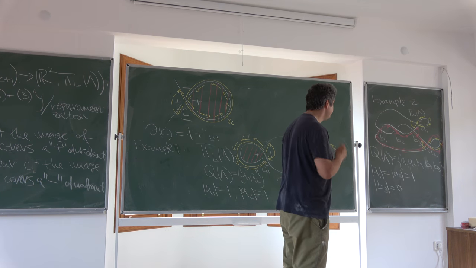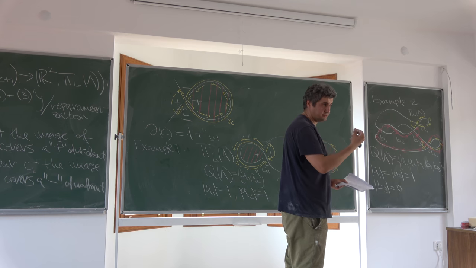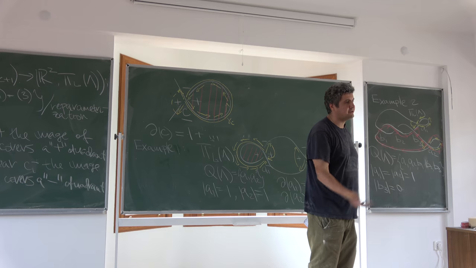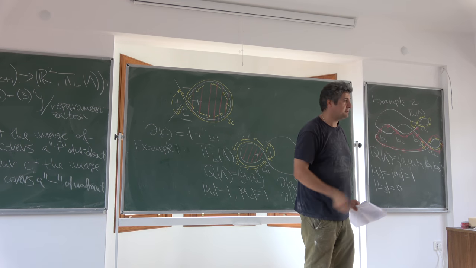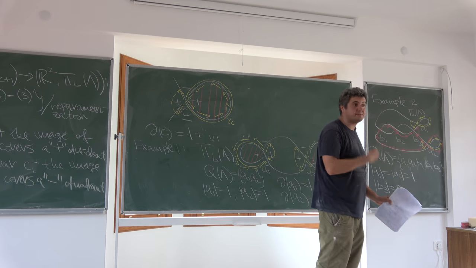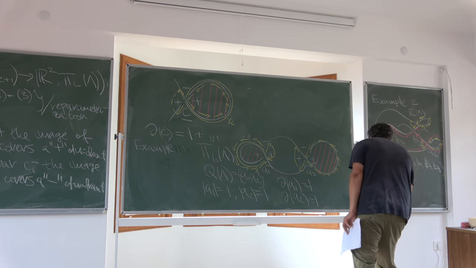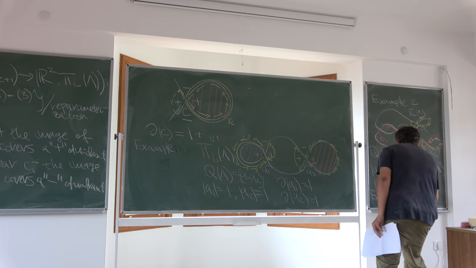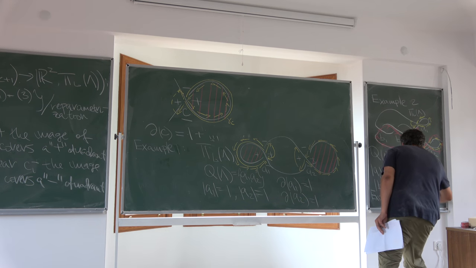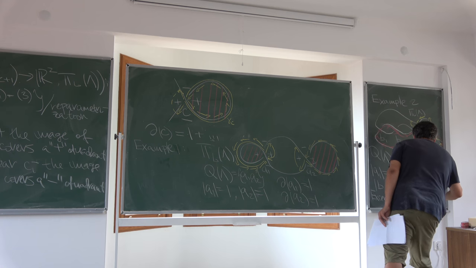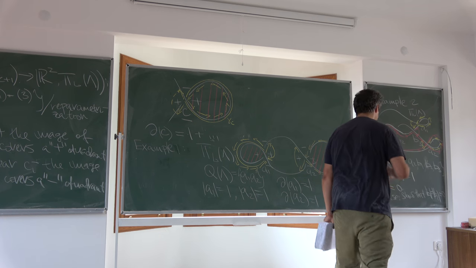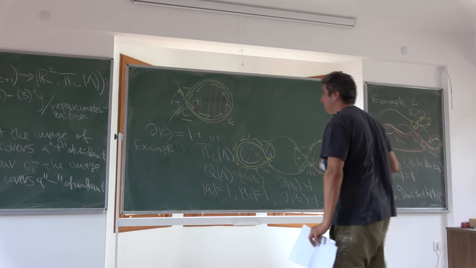Exercise. Try to compute the degree of B1 and B2. And in order to be a good teacher, I need to provide the answer so that you can check it. So the degree of B1 and B2 must be 0 as well. So the exercise shows that the degree of B1 and B2 is also 0.